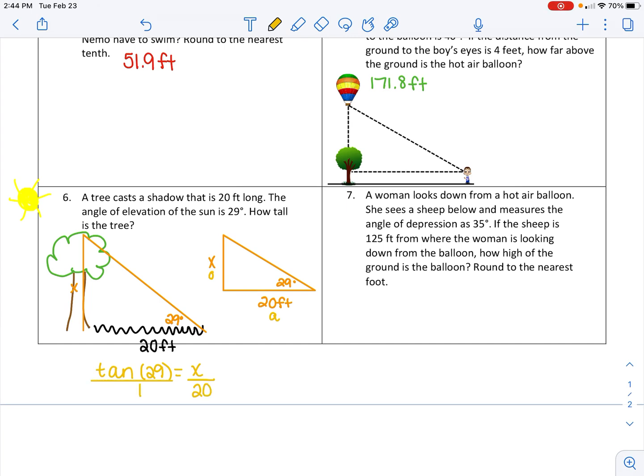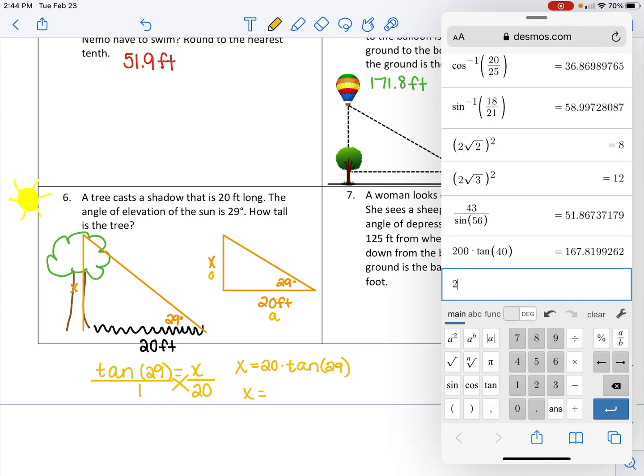And I'm going to go ahead and cross multiply. So we get x times 1 is x, and then we have 20 times the tangent of 29. And that's going to give me 11 point, let's say 1. Let's go ahead and round to the nearest tenth. So that's going to be 11.1 feet. That's how tall our tree is.